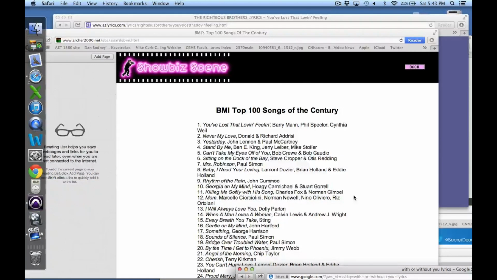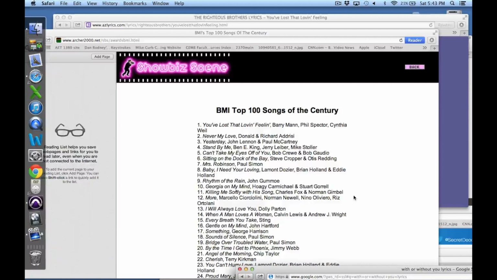Pulling up here BMI Top 100 Songs of the Century. Of course, they're talking about the 20th century, but these are the songs that got the most radio play in the BMI catalog, ranked by number. And there's no mystery of why they got radio play. They were popular songs with the public. So I wanted to look at the lyrics of some of these and just look at how much repetition is used in the songs. So let's take the first 3 or 4 songs here on the list.